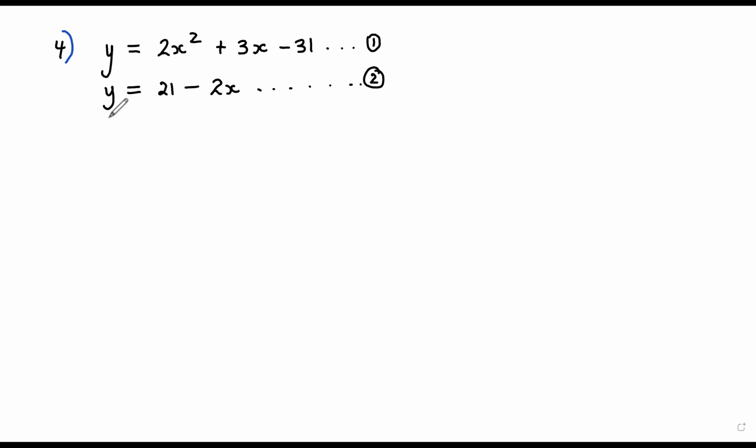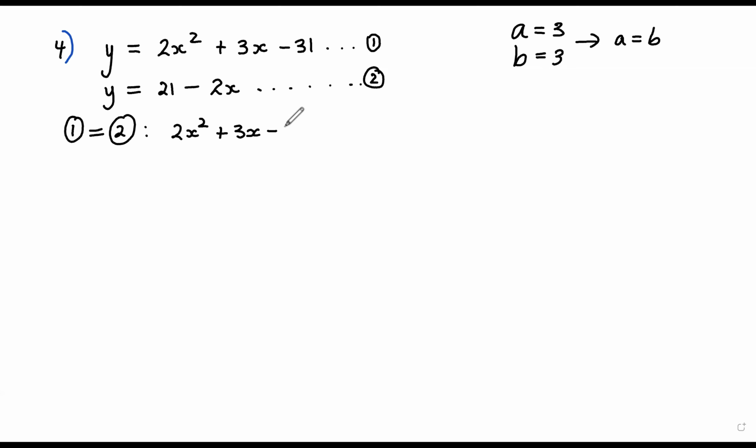So for example, if a is equal to 3 and b is also equal to 3, it would follow that a is equal to b because they're both equal to the same thing. So that's how come, since both of them are equal to y, we could equate the two equations, based on this principle here. So we say equation 1 is equal to equation 2. And therefore, 2x squared plus 3x minus 31 is equal to 21 take away 2x.